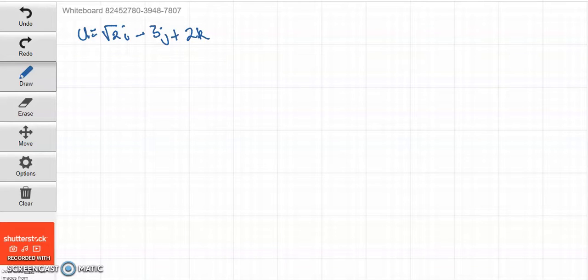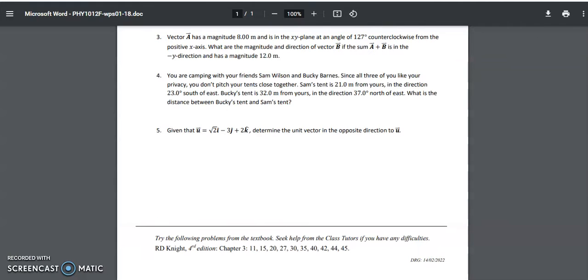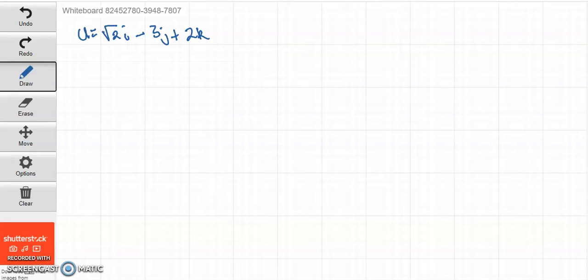Finally, on the last question, given that u is equal to root 2 i minus 3j plus 2k, determine the unit vector in the opposite direction of u. Our job is to determine the unit vector in the opposite direction. It's not in the direction of u, it's in the opposite direction. u is going that side, it's a unit vector in the opposite direction.